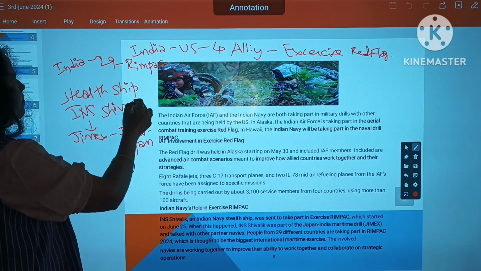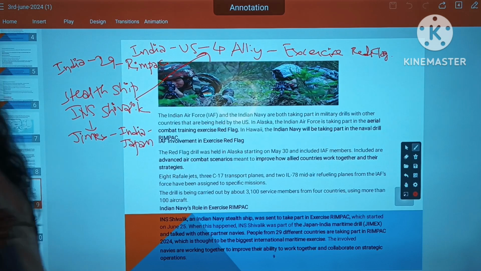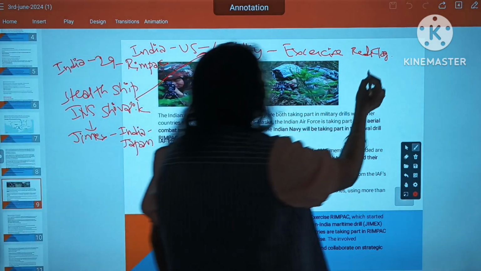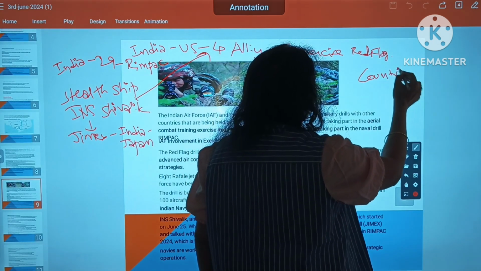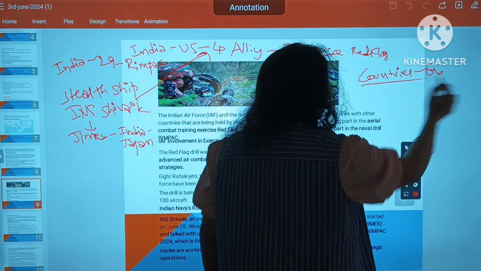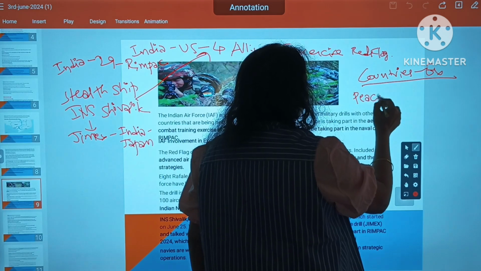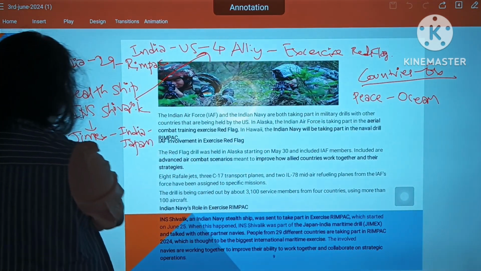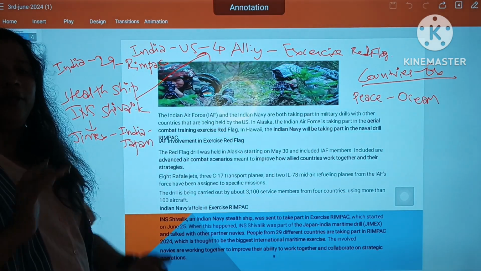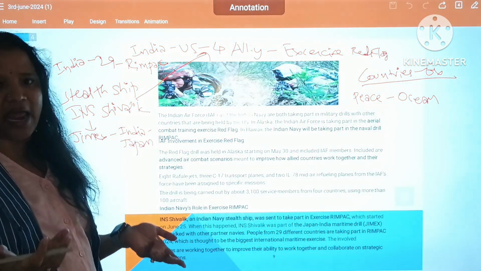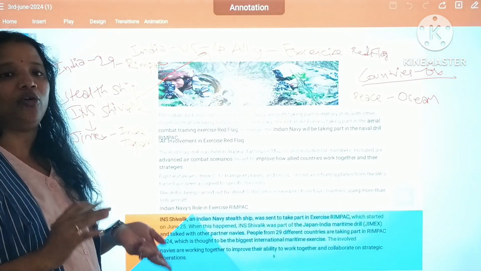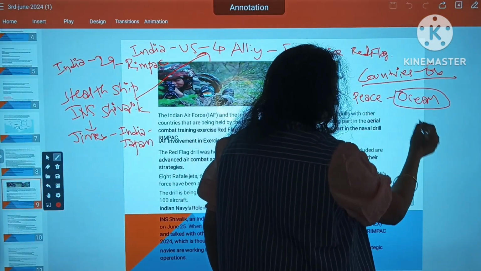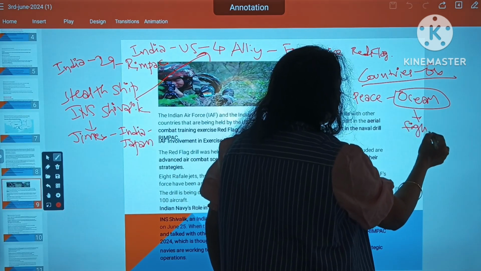The same stealth ship is now used in this exercise, Red Flag. So what is the importance of these exercises? Why do countries participate in exercises? For peace of the ocean. We have five major oceans on the earth. We are used to administering over the land, but we should administer over the ocean also, so that the ocean stays in peace. There should not be fights between countries.